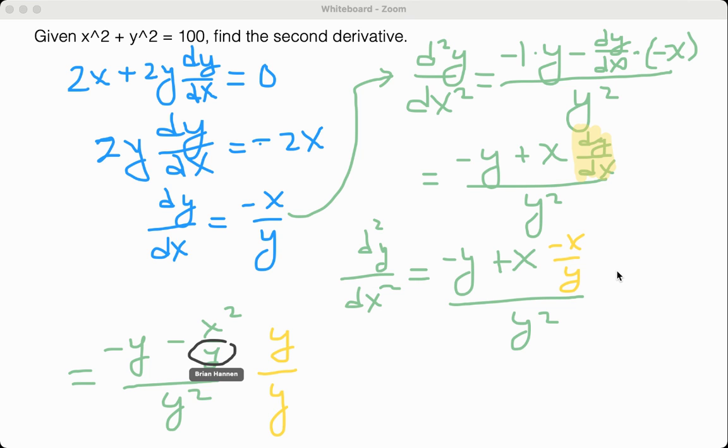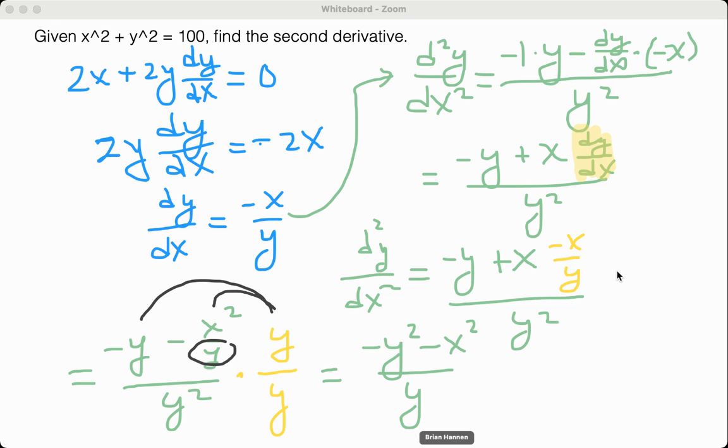Hopefully you notice that little denominator hanging out there. We can get rid of that denominator by multiplying everything by that denominator. Yep, it's true. It won't be hard to do. Y times negative y. Y times x squared over y. I think the y's in this second one are going to divide out. And on the bottom, y squared times y would be equal to y cubed.